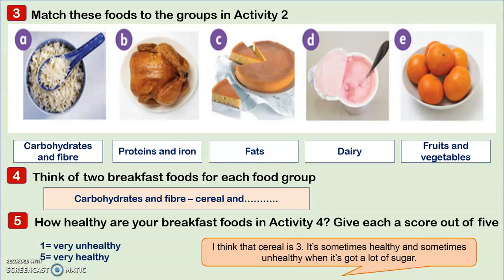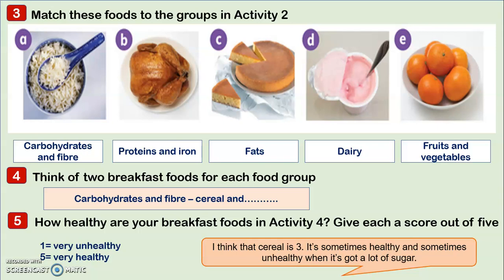Very good. And now, for example, when we think of breakfast foods, they have one for each group, no? Okay, so for example, here we have carbohydrates and fiber, right? For example, it is in cereals and rice. Okay, so look. How healthy are your breakfast foods in activity 4? Give each a score out of 5, okay? Okay, what do you think? Which is very unhealthy and which is very healthy?